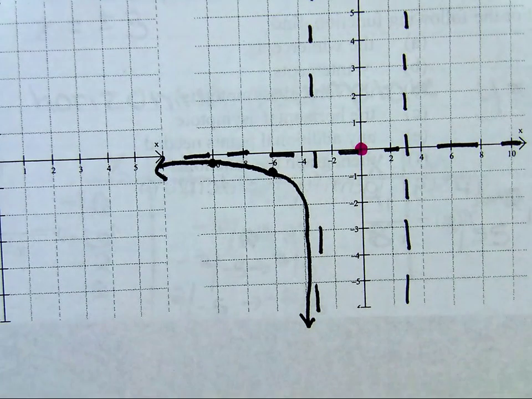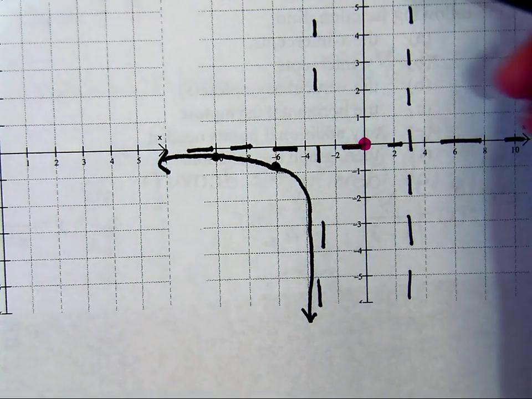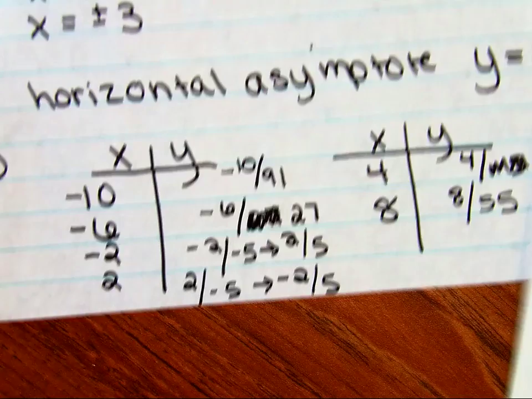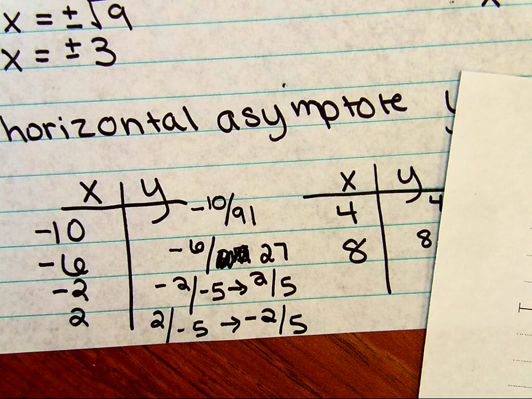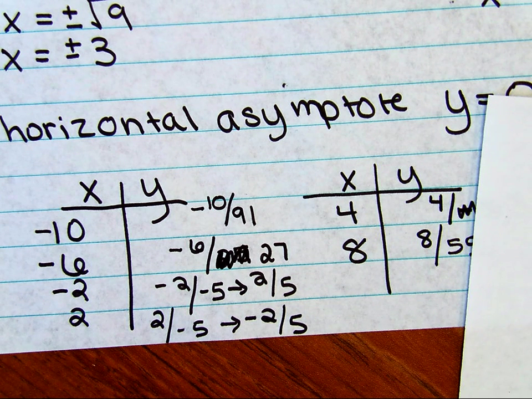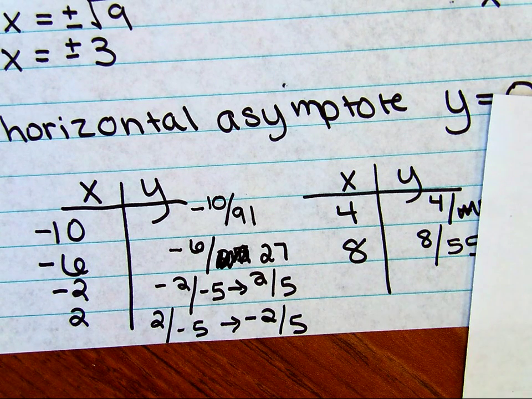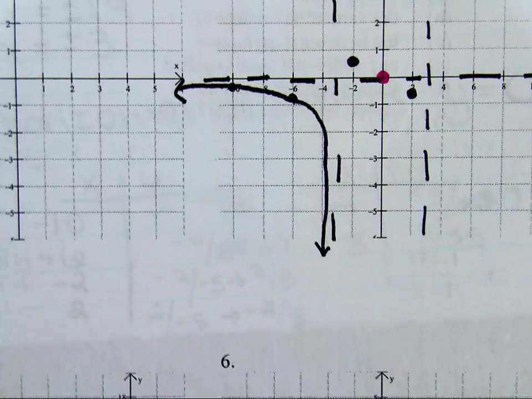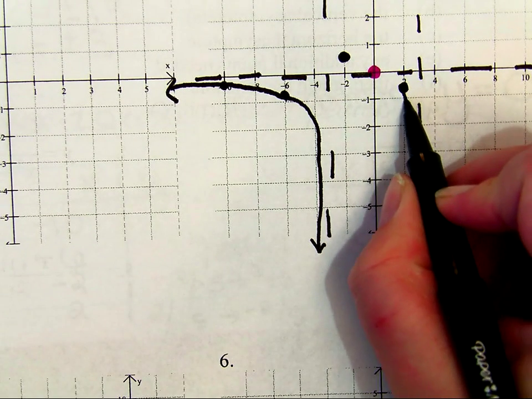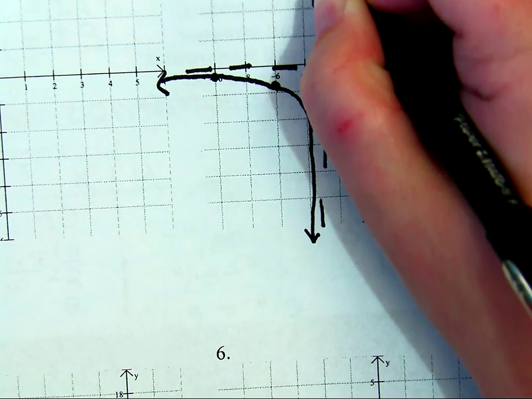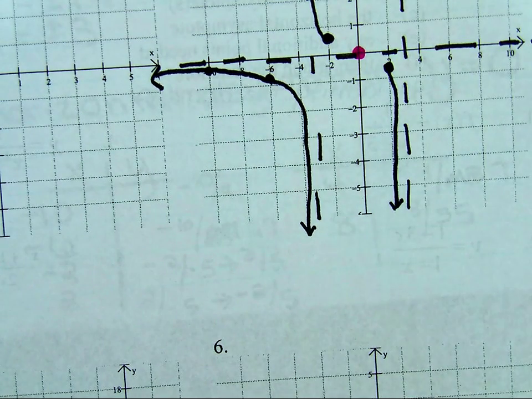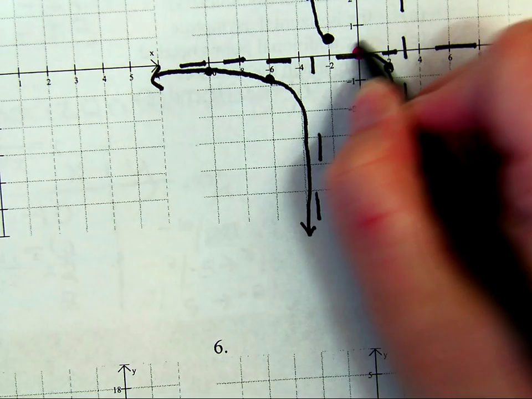So that's what that looks like in that piece. Now my middle, that's where I had -2 and 2. At -2, it's at +2/5, and at +2, it's at -2/5. It's kind of hard to tell what's happening here, but I know for a fact that this is going to get close to my asymptote but never cross. Same here, it's going to get close to my asymptote and never cross. There's what that looks like.